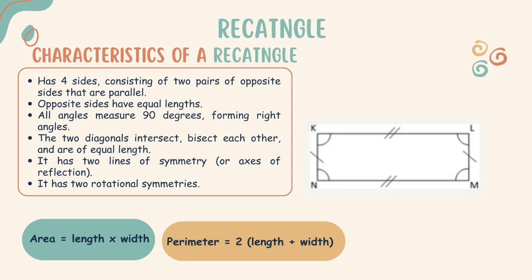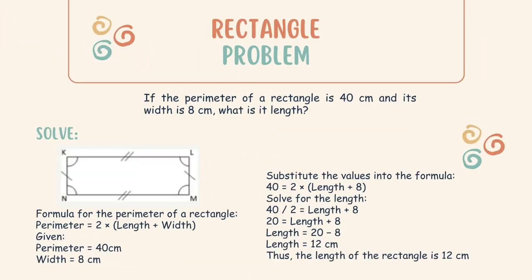The formula for the area of a rectangle is length times width, and the formula for the perimeter of a rectangle is 2 times length plus width. For example, a rectangle problem. The question is: if the perimeter of a rectangle is 40 cm and its width is 8 cm, what is its length?